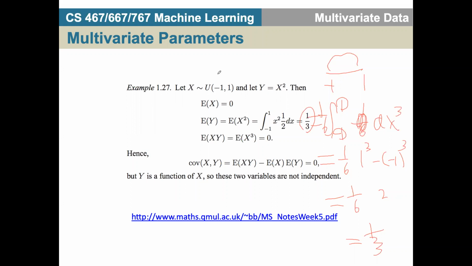If your original range is between 0 and 1, then the square is still 0 or more. All these will give values of at least 0. So if you think about the expectation of this, it will be something positive, which is 1 by 3.